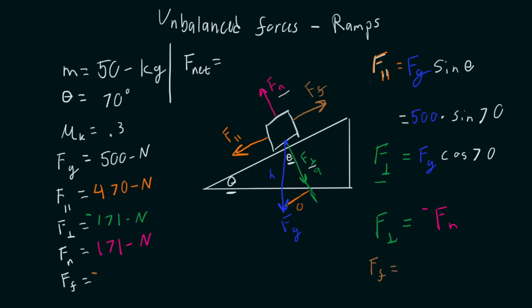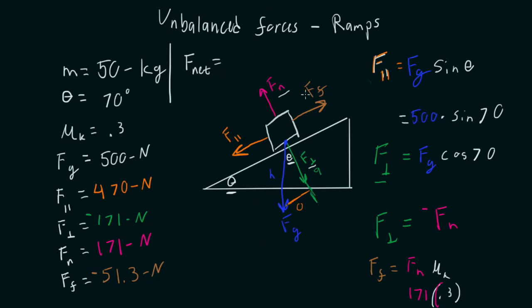And now my force of friction is going to be my force normal times my mu k, which is going to be 171 times 0.3. There we go. And I get 51.3 for force of friction, 51.3 newtons.